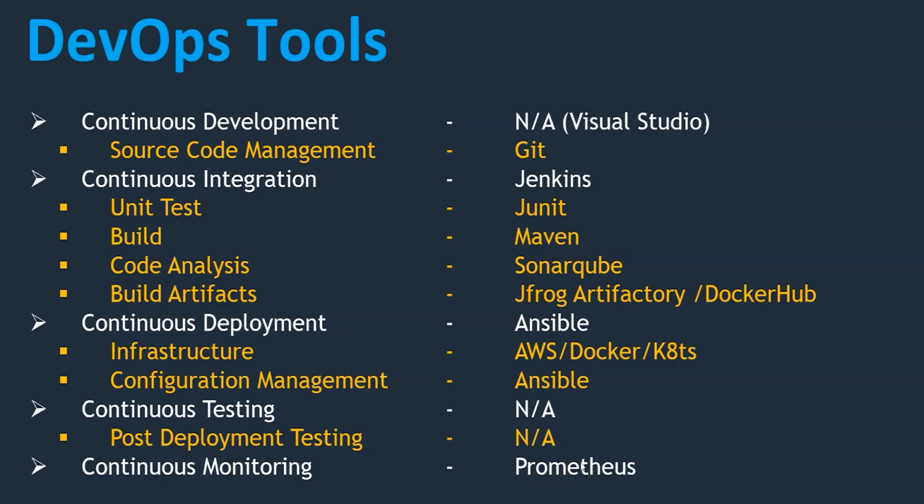So these are the tools we are going to cover in our training. So source code management, Git, continuous integration, Jenkins, unit test, JUnit, build tool, Maven, code analysis, SonarQube, build artifacts, JFrog Artifactory and Docker Hub, continuous deployment, Ansible, infrastructure. We are going to deal with AWS, Docker and Kubernetes, but in AWS we just deal with EC2 service. Apart from that, nothing. Configuration management, Ansible, then continuous testing, we don't deal with anything, then continuous monitoring, Prometheus. These are the list of the tools.